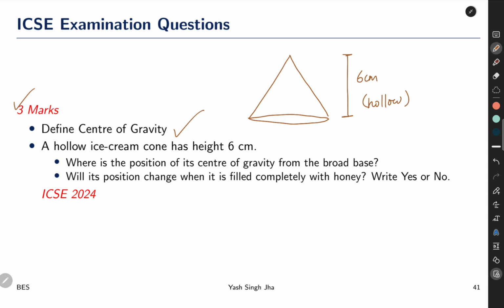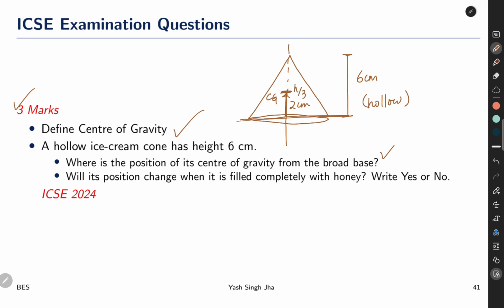Where is the position of its center of gravity? From the broad base. So here is the base. So where is the position? We know that for a hollow cone, the center of gravity lies along the axis at a height of h by 3. Right? So this is the position of center of gravity. h by 3 means 2 centimeters. So 2 centimeters from the base along the axis, that is the place of center of gravity.